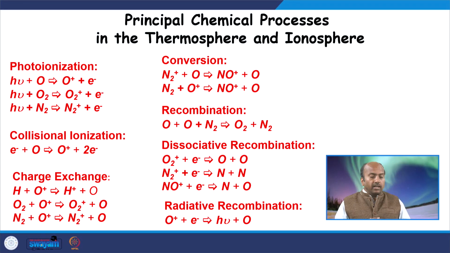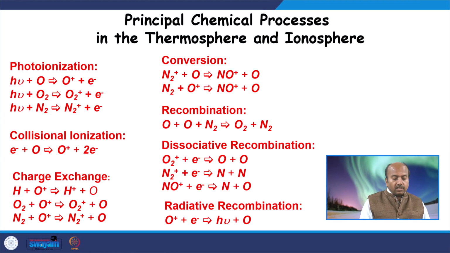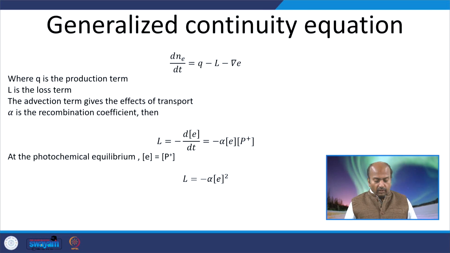So, photoionization can happen with an oxygen atom, an oxygen molecule, a nitrogen molecule, resulting in the formation of molecular as well as atomic ions and an equal number of electrons. So, collisional excitation, what happens if the electron is very, very energetic, it collides with a neutral atom, producing an electron in addition to the original one and a positive ion. Charge exchange is simply removing charge from one ion and keeping it on another neutral species. So, these are all different types of chemical processes in the thermosphere ionosphere system. Right.